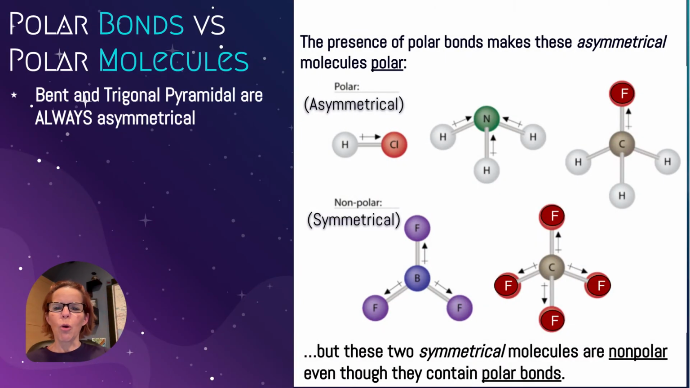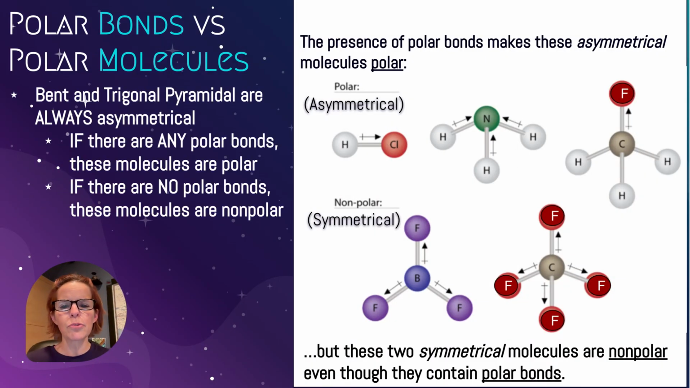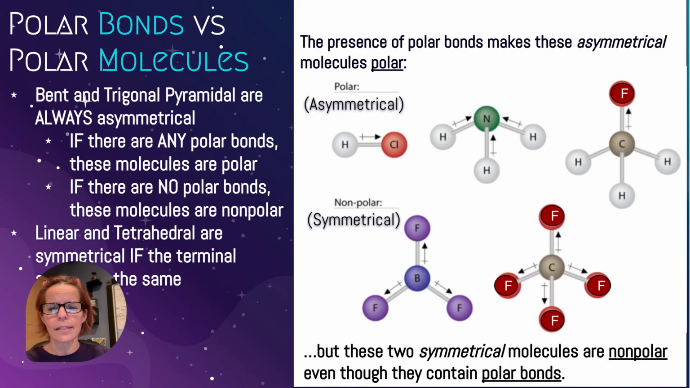Let's try it again. So bent and trigonal pyramidal are always asymmetrical. The presence of polar bonds makes these asymmetrical molecules polar. If there are any polar bonds, these molecules are polar. If there are no polar bonds, then the molecules are nonpolar. That's not an issue. Okay, let me get my picture out of the way.